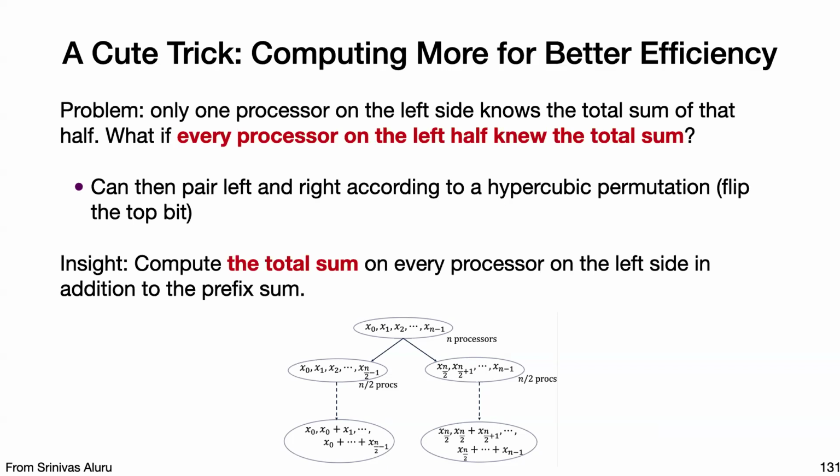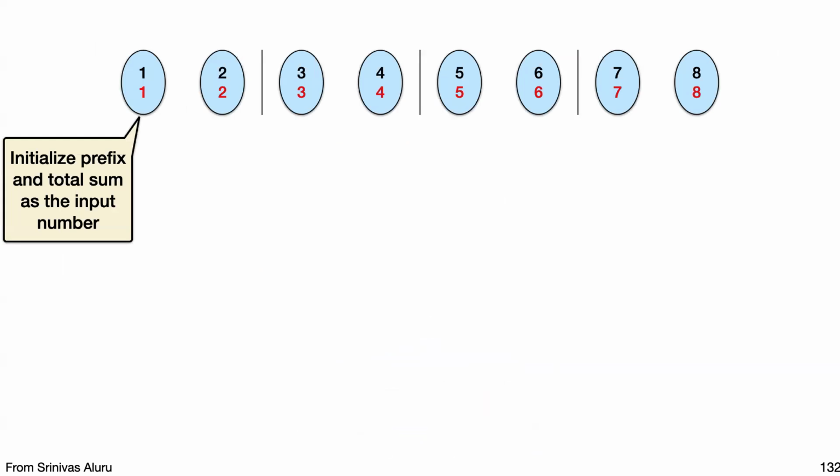So what we're going to do is, in addition to computing the prefix, we're also going to compute the total sum on everybody in the left half. And we're going to send the total sum in the left half to the right half from every processor. So this is an example of how it's going to work. In the initialization, say we have 8 elements, and in the beginning, the elements are just like 1, 2, 3, 4, 5, 6, 7, 8. These are the different processors. And so in addition to keeping around the prefix sum, we're also going to compute the total sum on every processor.